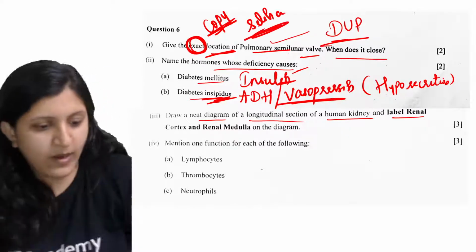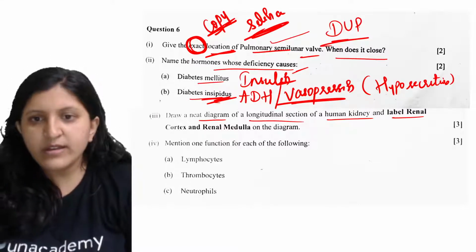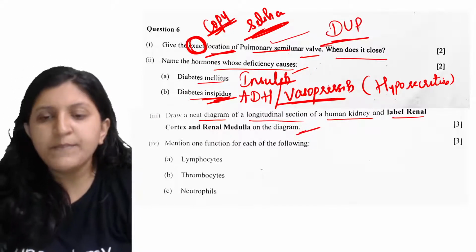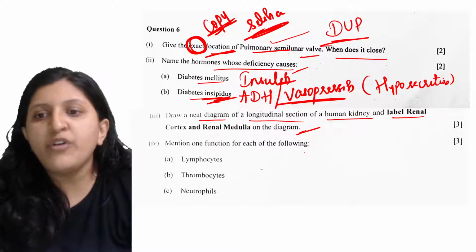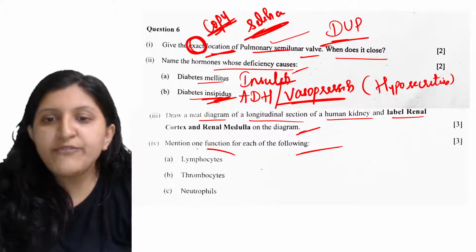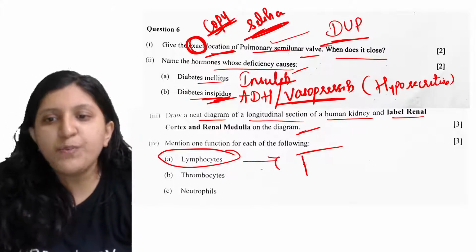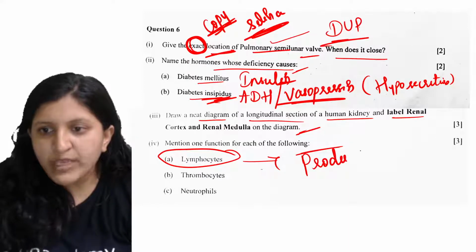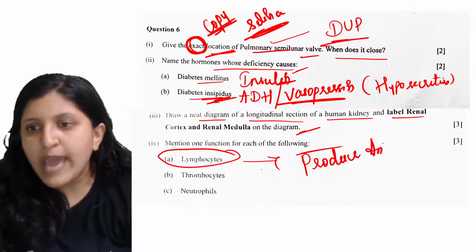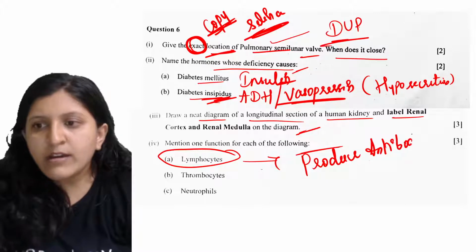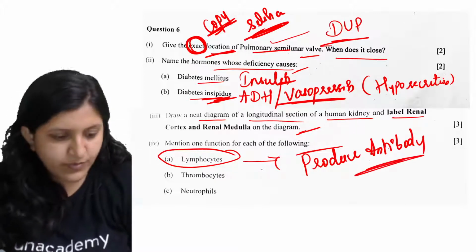All right, so let's see this. Draw neat diagrams, this is done. Now mention one function of each of the following. Lymphocyte: the function is to produce an antibody. Then thrombocyte is what?